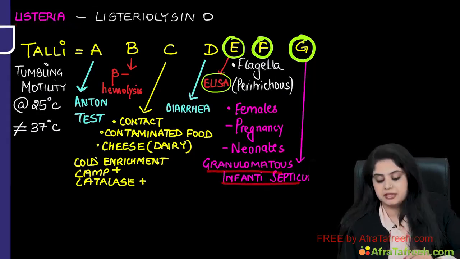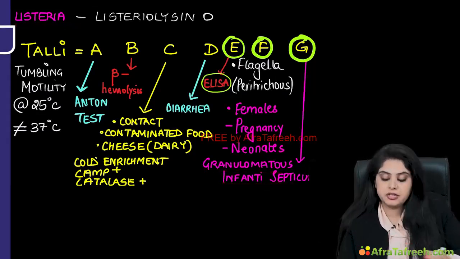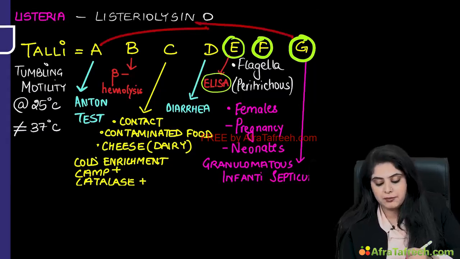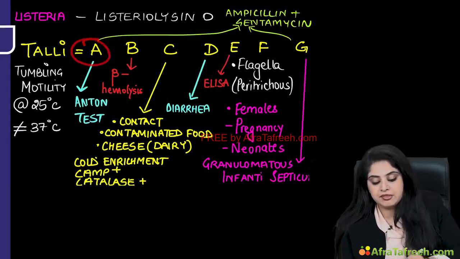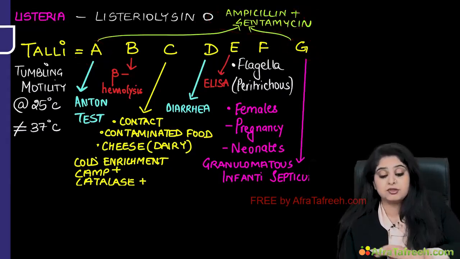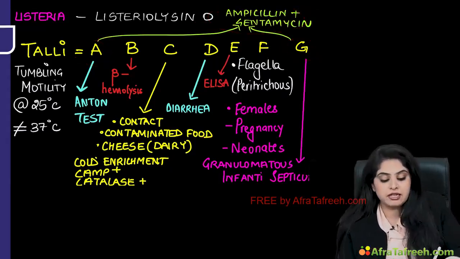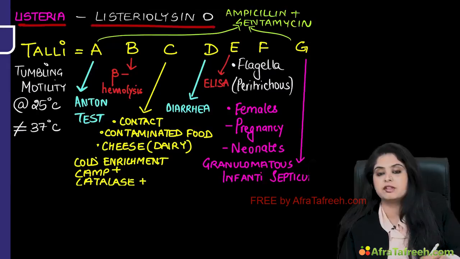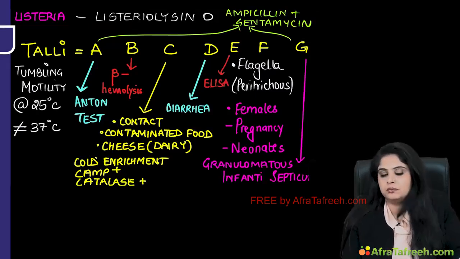Granulomatosis infantiseptica. Finally guys, if you ask me the treatment, combine A and G, because you will get ampicillin and gentamicin as the treatment for Listeria. That wraps up. It's a beautiful mnemonic, all said and done. If someone asks you what is the toxin, of course Listeriolysin O.